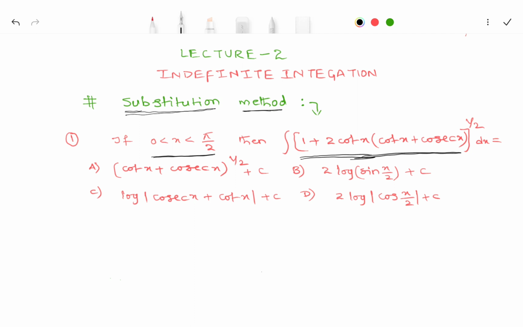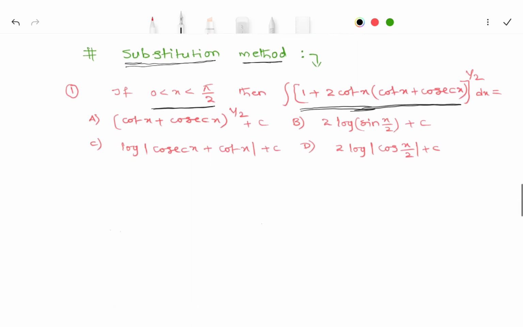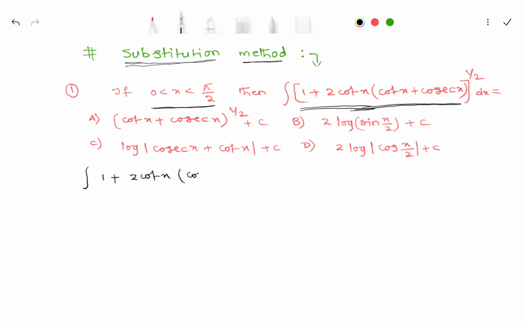So look at this. First we will take the given function. So integration of (1 plus 2 into cot x into (cot x plus cosecant x)) whole to the power of 1 by 2 into dx. This is the given function.